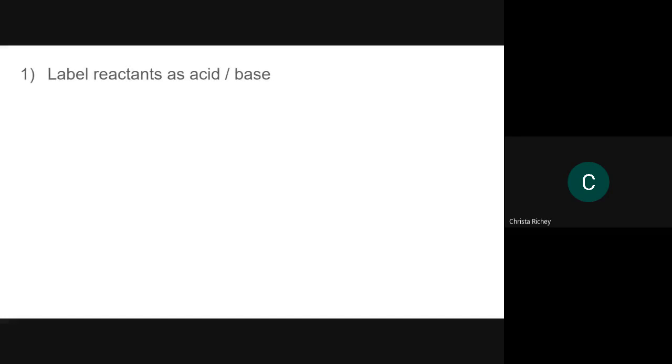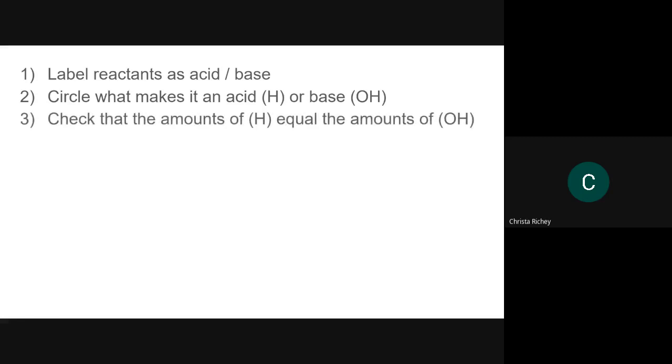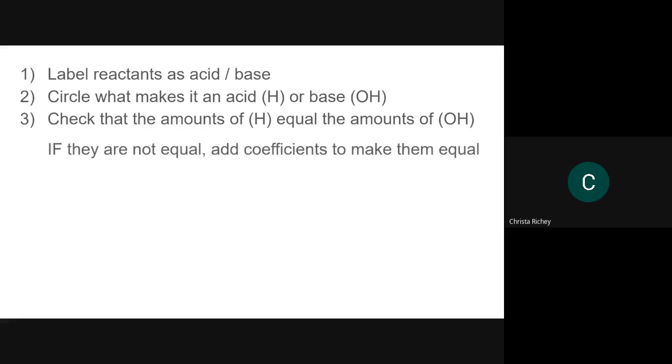We're going to do the first thing: label the reactants as an acid or a base. It's going to take a little bit for you to be able to do this. You are going to figure out what makes it an acid, which is the hydrogen, and what makes it a base, which is almost always hydroxide. We're going to make sure that things are balanced, so you don't have extra things showing up. If they're not equal, you have to balance the equation. It's just been a while since we've done it.